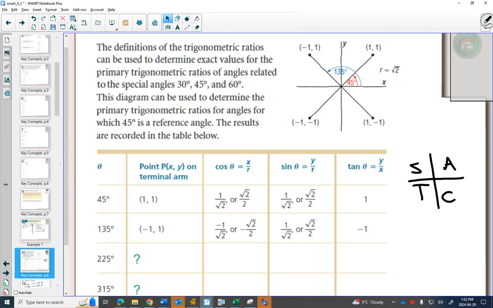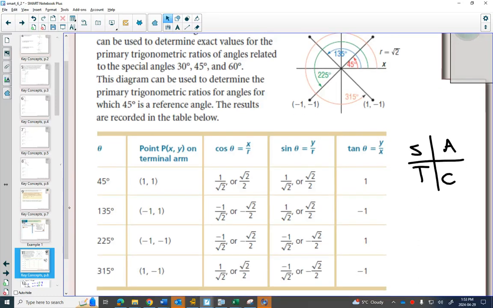If we went to 225 degrees, which one? For 225, that's going to be in quadrant 3. These numbers are going to be the same, except this time only the tangent is positive. And when we get to quadrant 4, the numbers will be the same, but now only cosine is positive. This is special triangle number 1. Okay? Special triangle number 2.